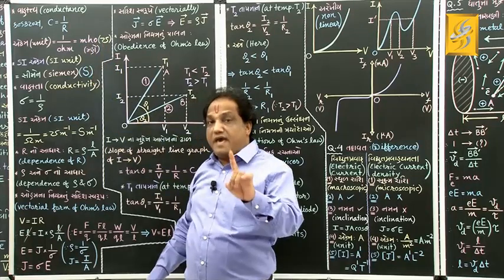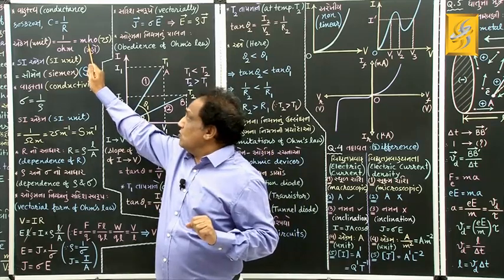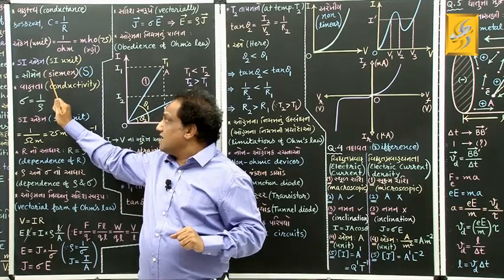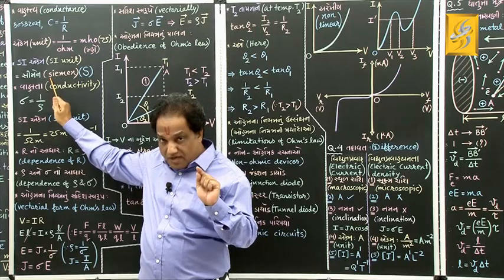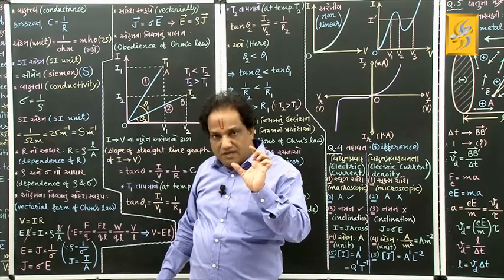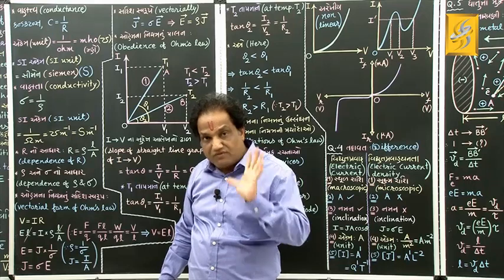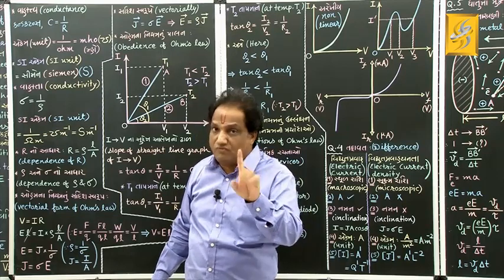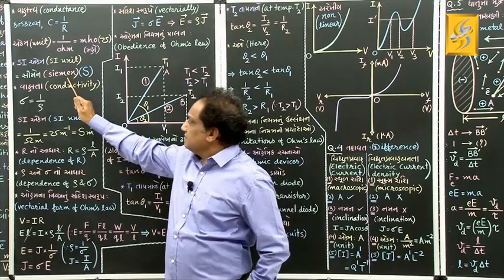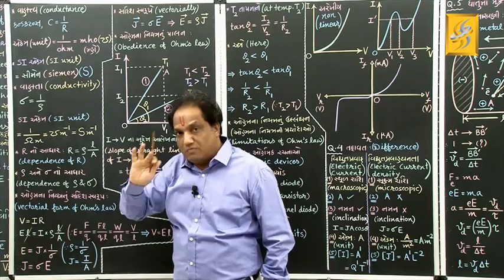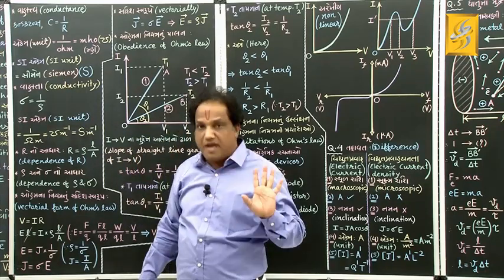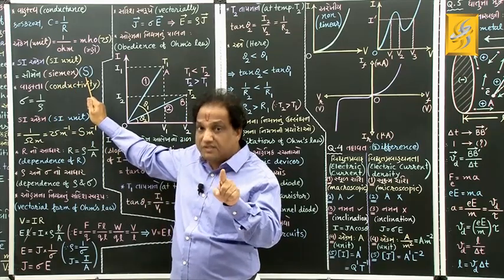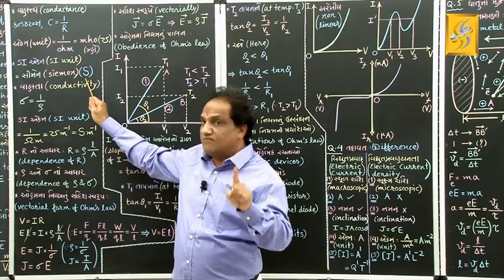Correct? But in the SI unit system, this mho is given another name and it is called siemens. Again, you must start the spelling with a small s. Whenever you refer to the name of a particular unit of a particular physical quantity, you must write the first letter small. Please be careful. This is siemens. It is nothing but mho. 1 mho is 1 siemens. Symbol of siemens is capital S. Don't put small s. Small s is the symbol for second. Here capital S for siemens.